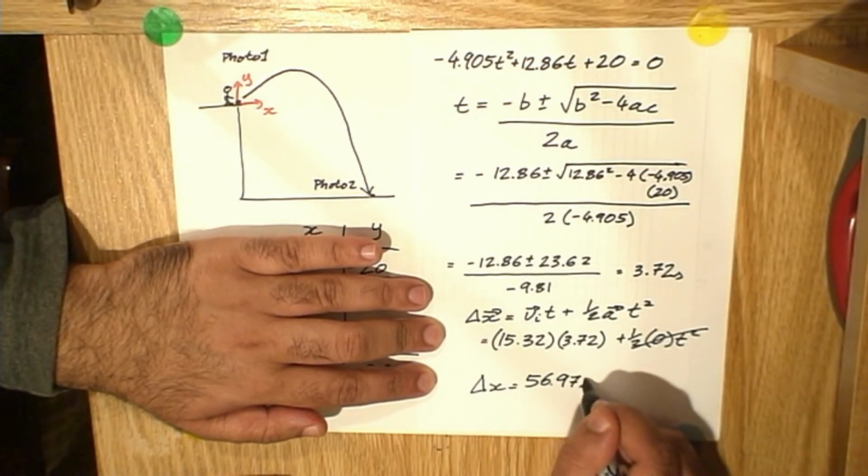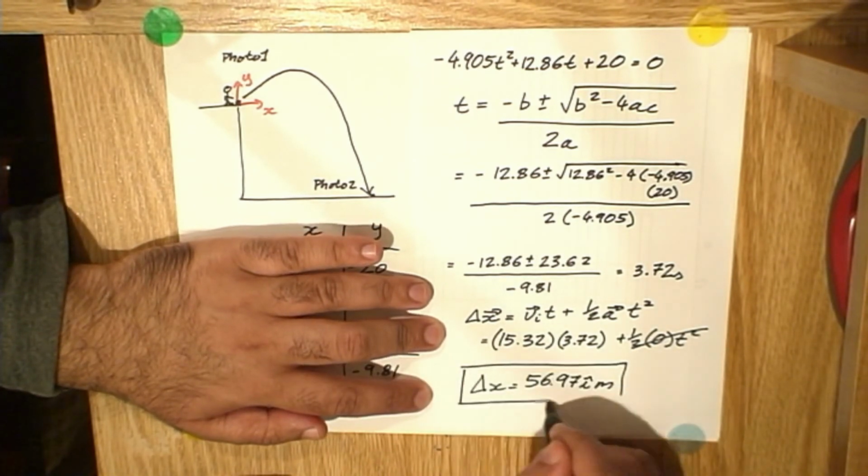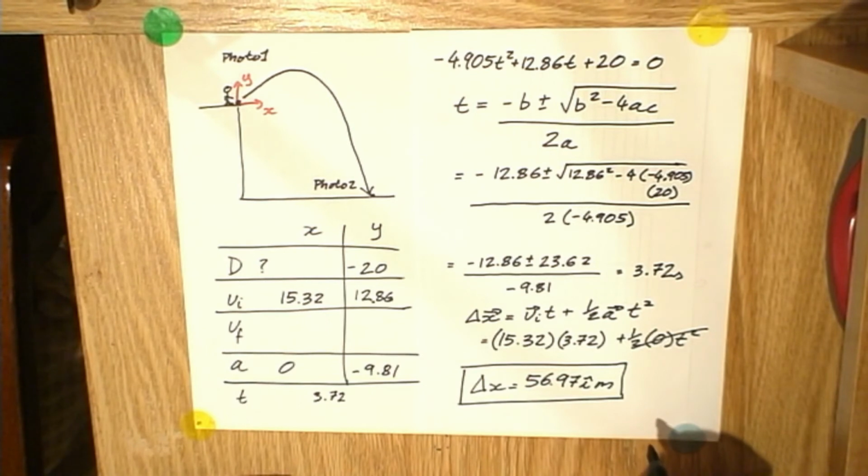So the displacement of the golf ball is 56.97 i hat meters. Now, the question said that we wanted the golf ball to land 70 meters away. So this is a little bit short of that. This is how far the golf ball lands away from where it started, which is about 13 meters short of the 70 meters that we wanted it to travel.